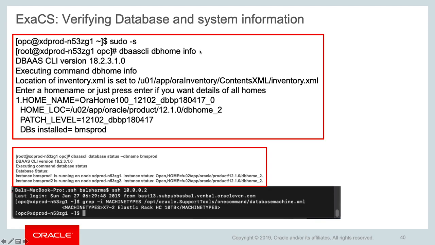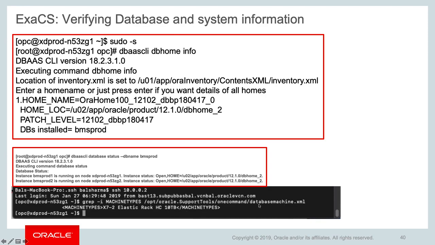And this cloud tooling can be updated regularly. It is good practice to update it. The other command I have issued is dbaascli database status, and I'm providing the database name as an argument. So it shows all of the instances are running and their respective nodes, and also their Oracle home on the system. Another way to check is you can log into your Exadata node. I have logged into 10.0.0.2, and then from the opc user I'm able to grep for machine types, and it shows me it's X7-2 elastic rack, high capacity 10 terabyte.